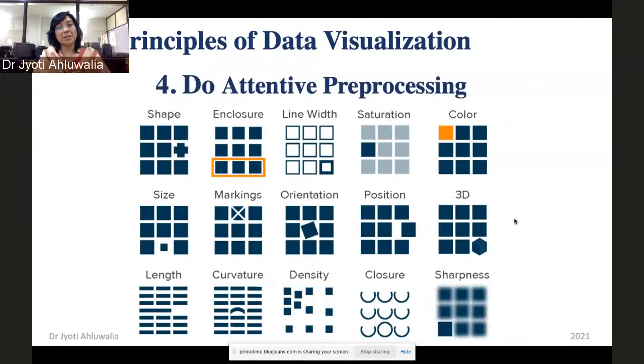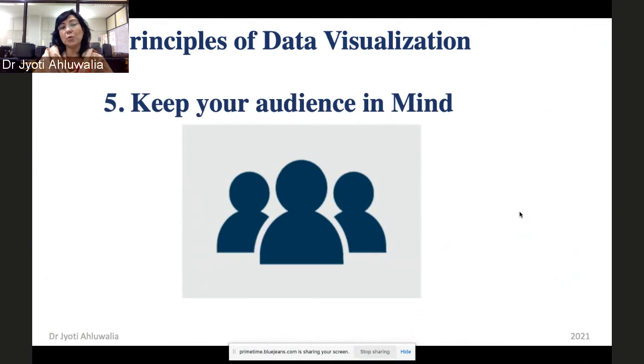The fourth principle is that we should look at the pre-processing, how the chart is made. What are the things that we should keep in mind in pre-processing? The shape, the enclosure, or the line width, the saturation of the colors, the actual colors, whether it's 3D, how 3D can be presented, whether it's a 2D chart, what the positions of the various items are, what the orientation is, the markings, the size, the length, the curvature, closure, sharpness. All these aspects have to be looked at when we are doing visualization, and we should pay attention to these aspects.